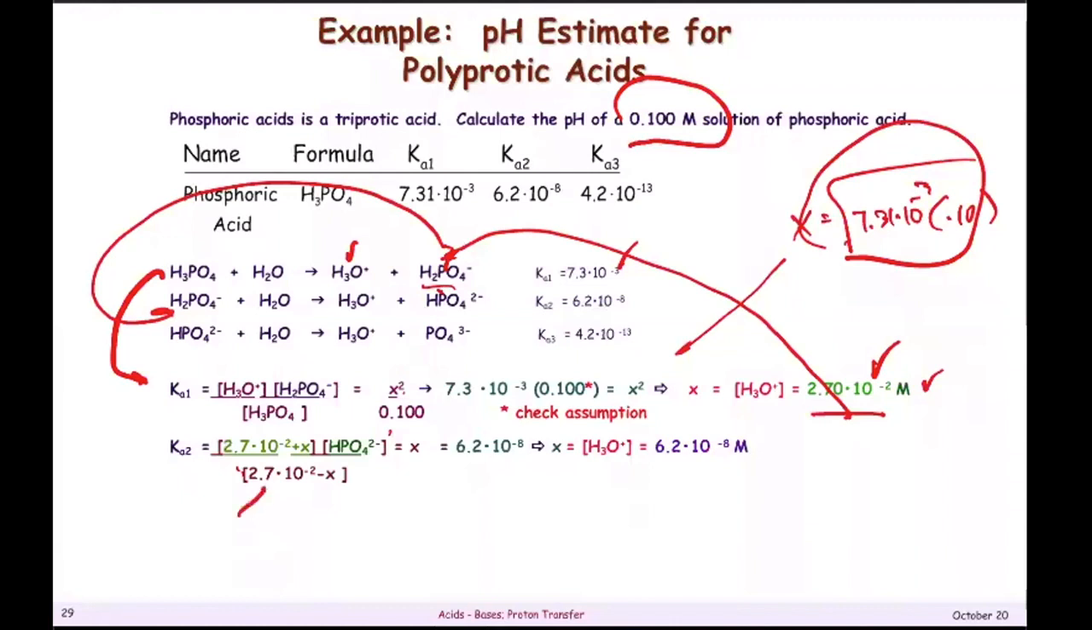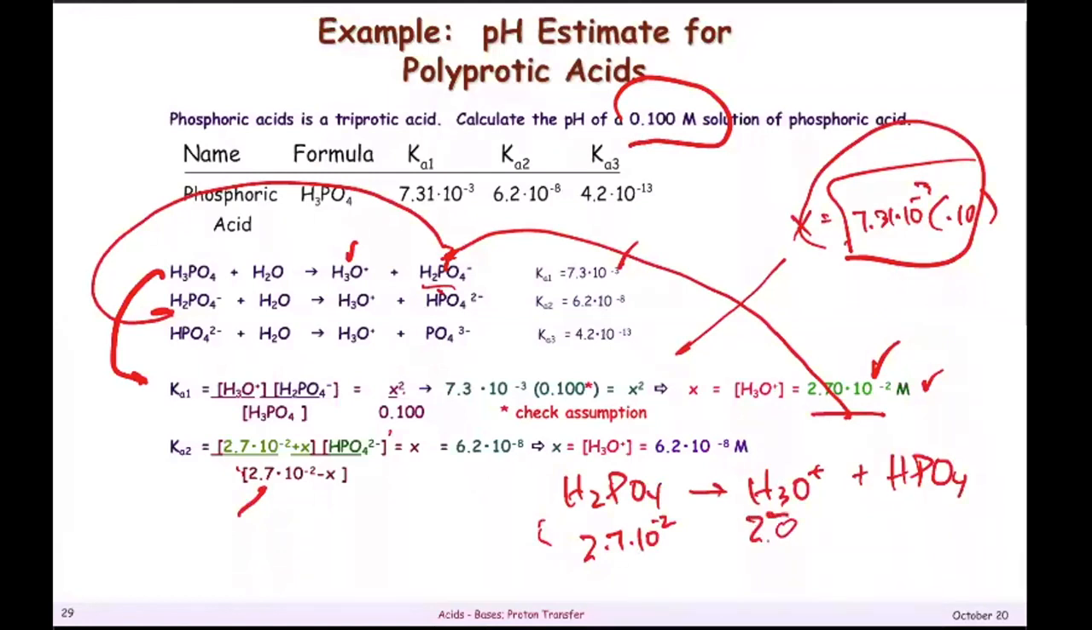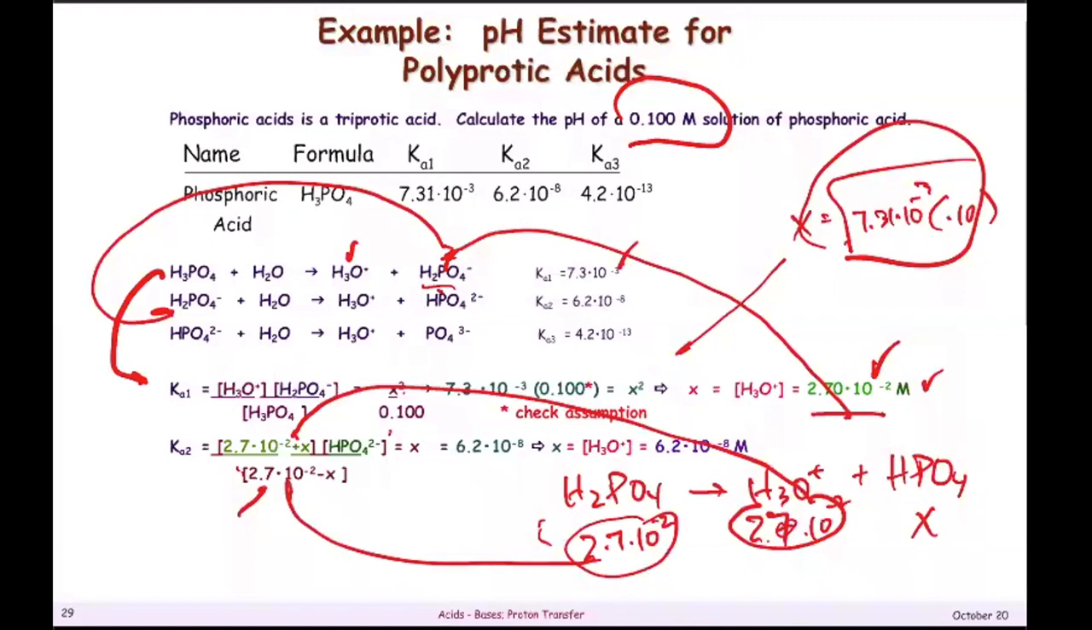This concentration over here, 2.7 times 10 to the minus 2, is because of this equilibrium: H2PO4 goes to H3O plus, plus HPO4. The initial of this is 2.7 times 10 to the minus 2. Why is that number 2.7 times 10 to the minus 2? Because now you've got a common ion from the first equilibrium. You need to put that in there. This is X. Look what happens when you put this value for hydronium and this value for the biphosphate. This will be minus X, this will be plus X.